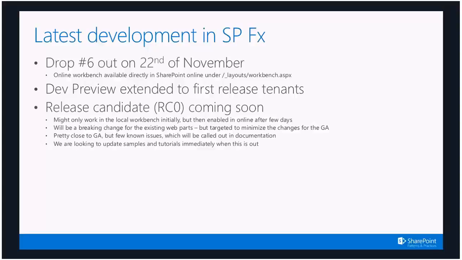We are pretty close to GA with the release candidate. There are some known issues which will be called out as we get closer to GA. GA won't be happening too far off either, which is a good thing. And immediately when release candidate 0 is out, we'll refresh the tutorials, the tutorial videos, and also all of the samples we have available on GitHub. So every single sample will be upgraded to the release candidate 0 level, because then you're able to pull them down and they will work 100% within your deployment.